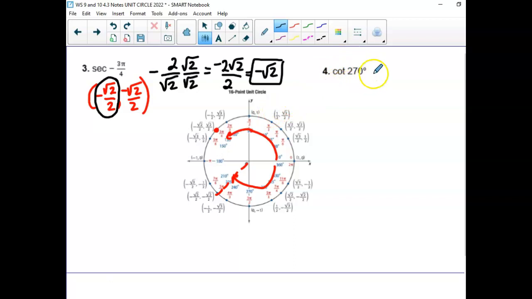All right, we got a quadrantal angle here, 270. 270 is down here, so the ordered pair is just 0, negative 1. Okay, we haven't done a tangent or a cotangent yet. Did you remember? Tangent was y over x, right? So cotangent is x over y. So what is 0 over negative 1? Use your calculator if you're not sure. 0, right? As long as the 0's on top, it's 0.